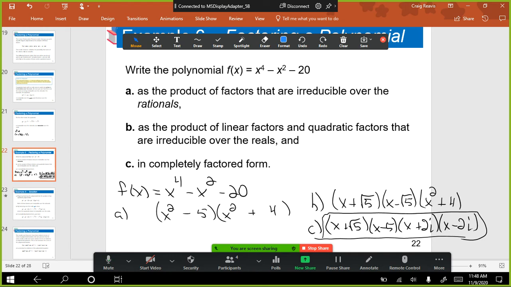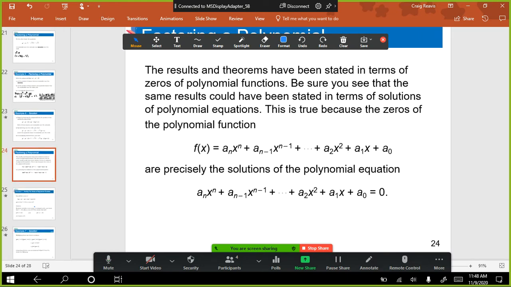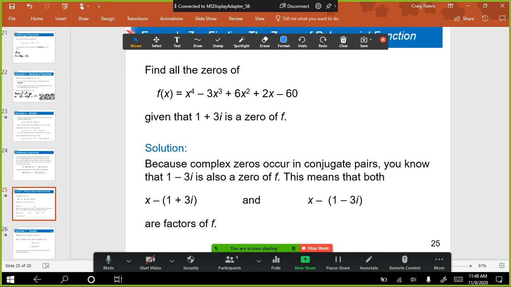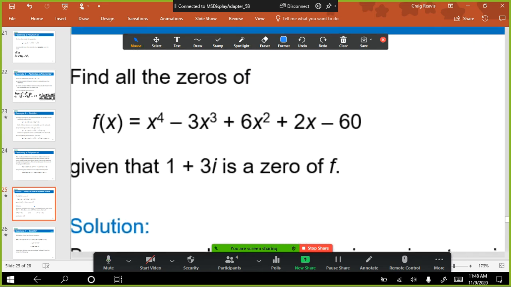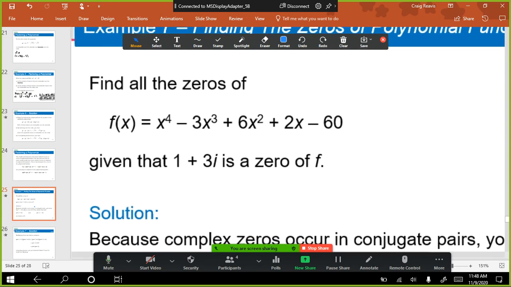Okay? So be aware of that. All right, any questions? All right, and that should be just exactly what we just did. Okay, so here's the last thing we're going to do. We're going to find all the zeros of this right here. And I'm going to try to get through it.